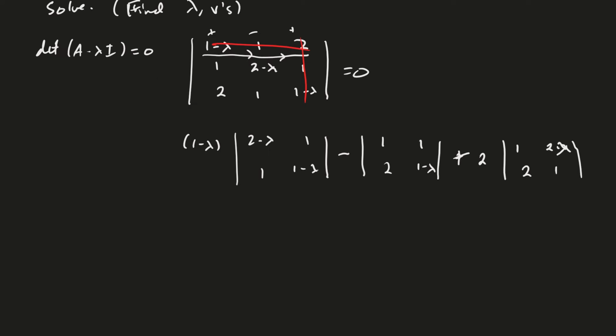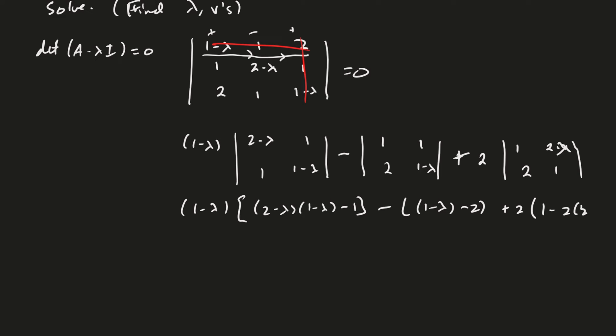And so this is going to be a cubic polynomial. I guess you can see that. But 1 minus lambda times, we'll just go ahead and write it out here. 2 minus lambda, 1 minus lambda, minus 1, minus, then we have our 1 minus lambda, minus 2, plus 2 times 1 minus 2 times 2 minus lambda. Okay.